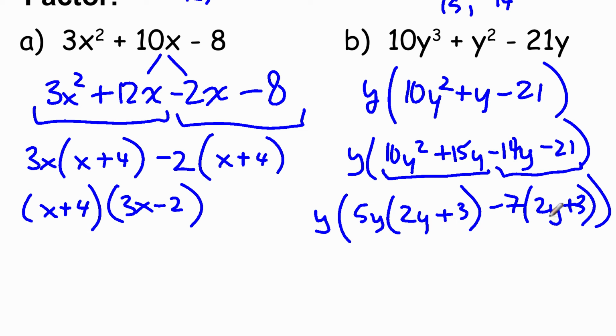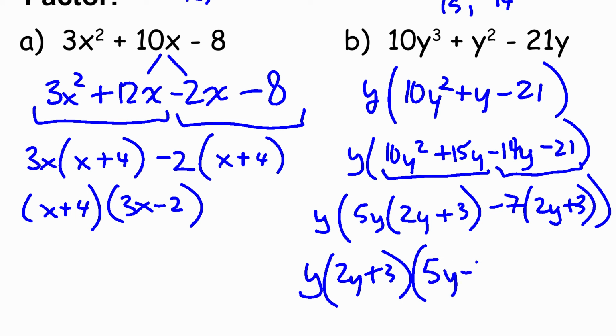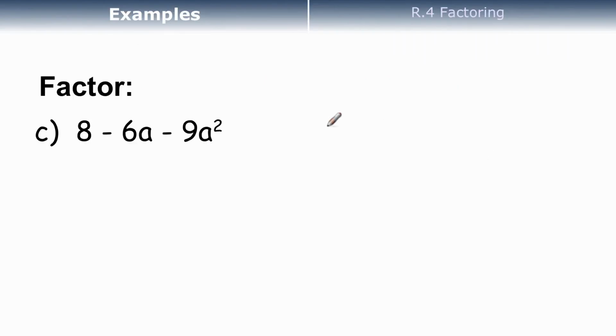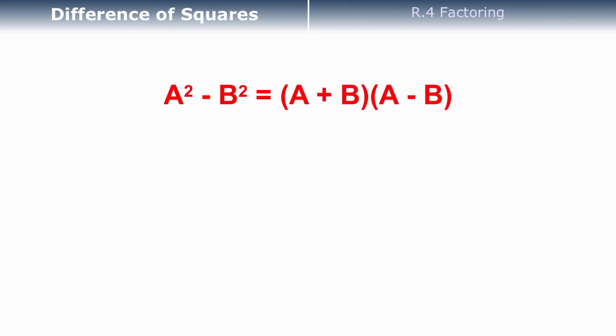If they're not the same, you can't go any further. You'd be done. Okay, so now just to clean it up, the 2y plus 3, I can bring that out front, and the 5y minus 7 gets left in the second bracket. Okay, so that's factoring using the AC method. There's another one I guess you can practice on your own if you want.